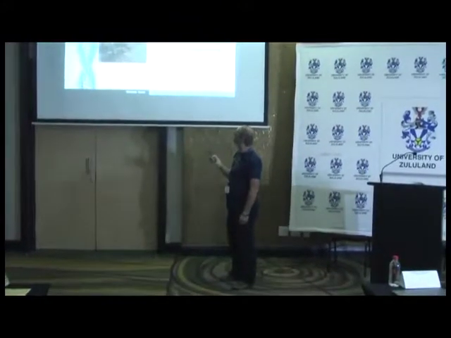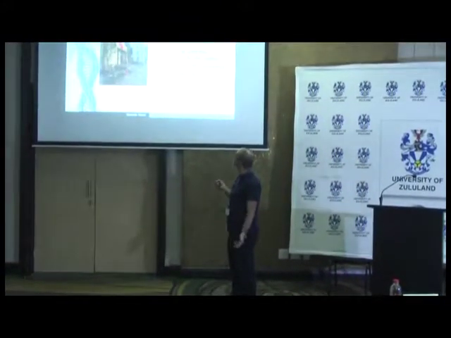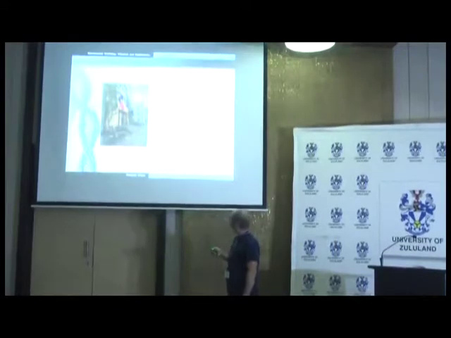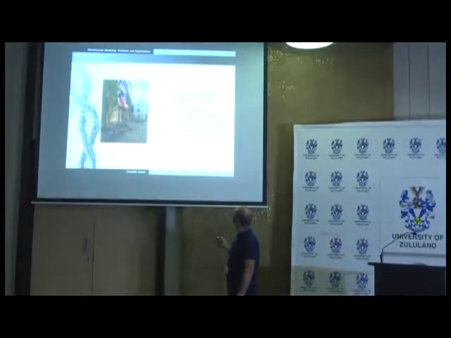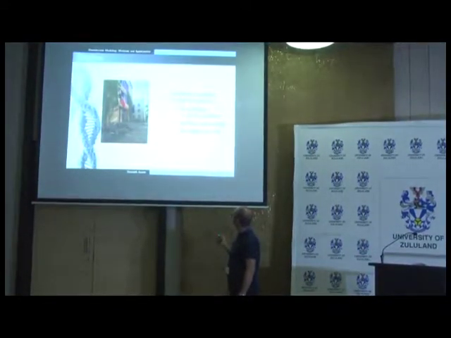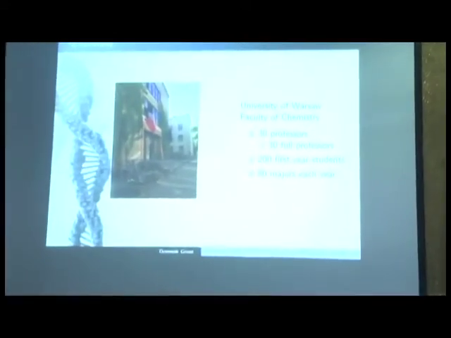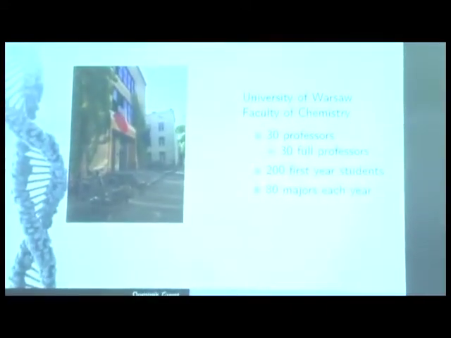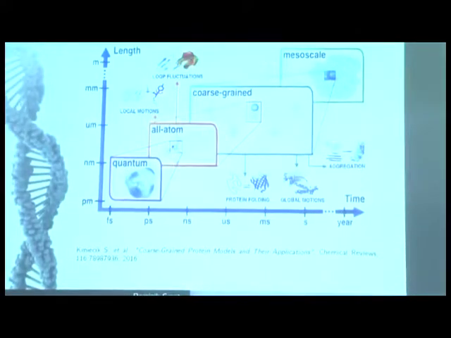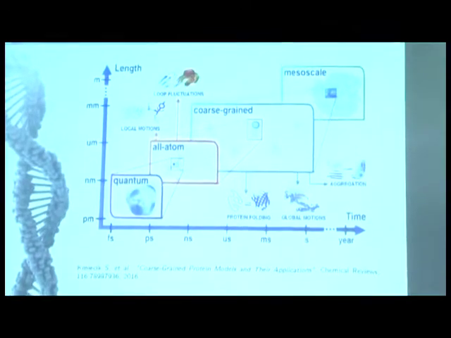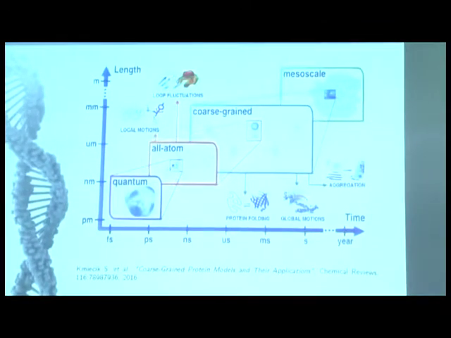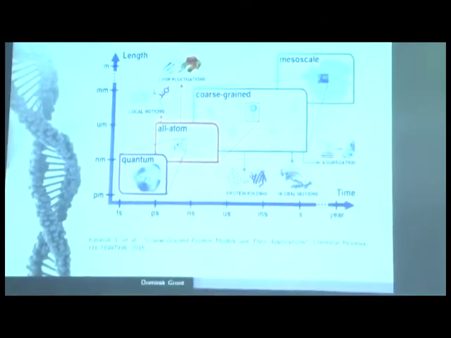This is my department, which is pretty big. We call it a faculty because we have about 60 professors in the department. I think it may be different than here. We have about 200 first-year students, and only 80 of them survive. So that was a very brief summary of the faculty, and now let's go back to science.